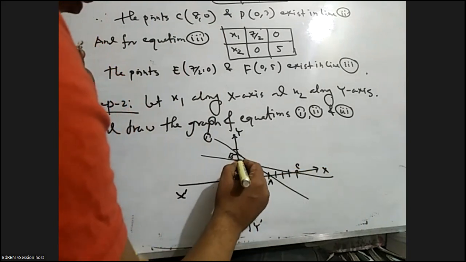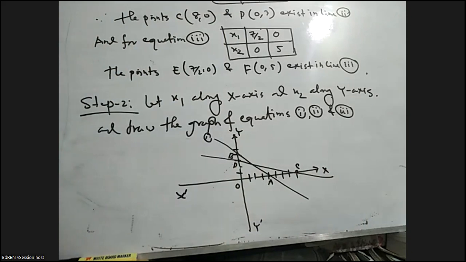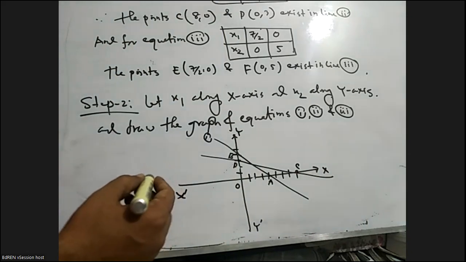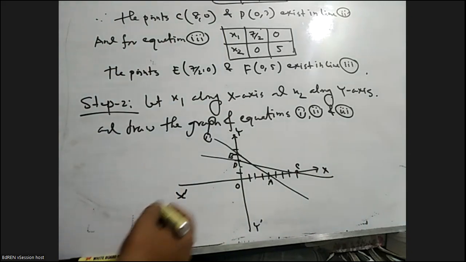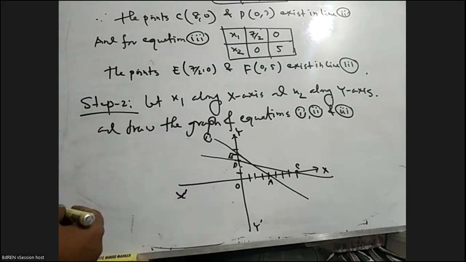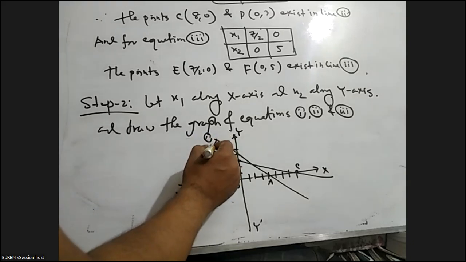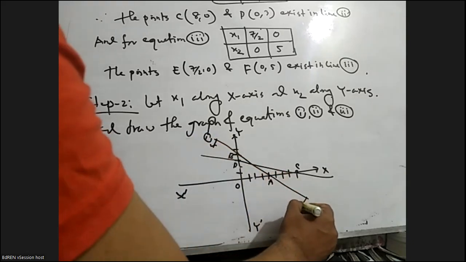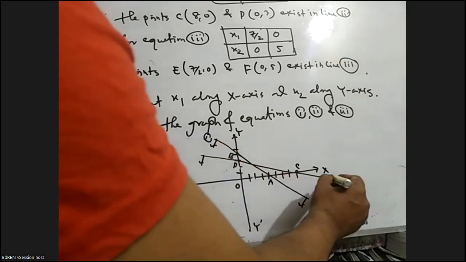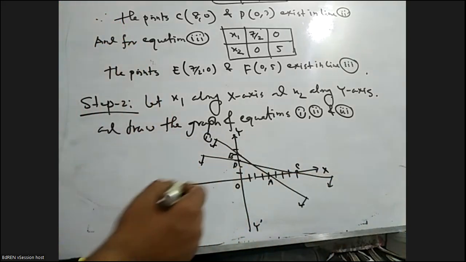Okay, D point. And their direction will be along the x-axis. This is a maximization problem. This is why, because of less than or equal to. So the direction will be what? Along the side of the origin.